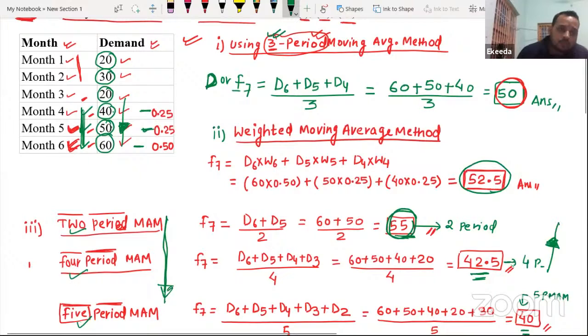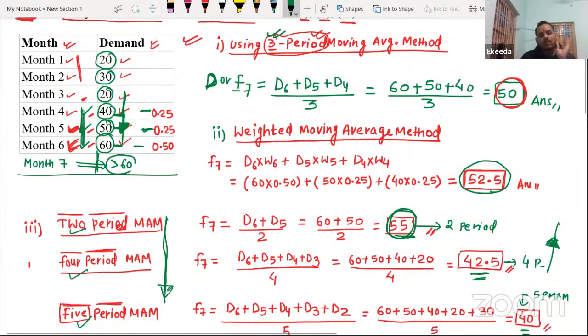So the forecaster will think that if I have to calculate the demand for the 7th month, then the value must be greater than 60, because he has seen the trend data: for each of the months, 40, 50 and 60, the demand data is increasing. For the seventh month also the demand data must increase. You must follow the trend value.